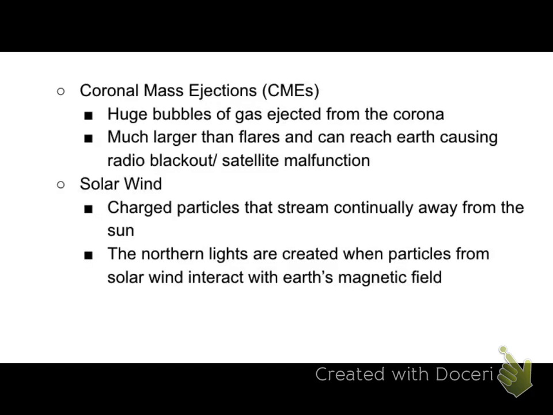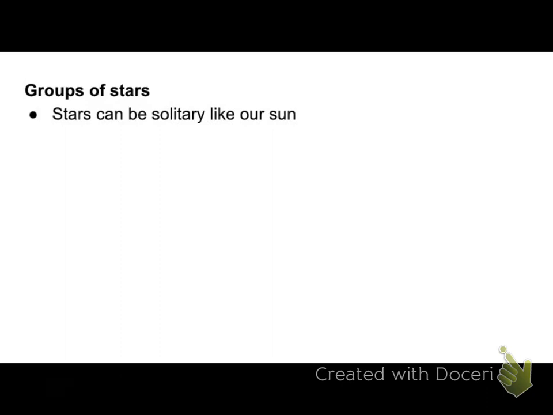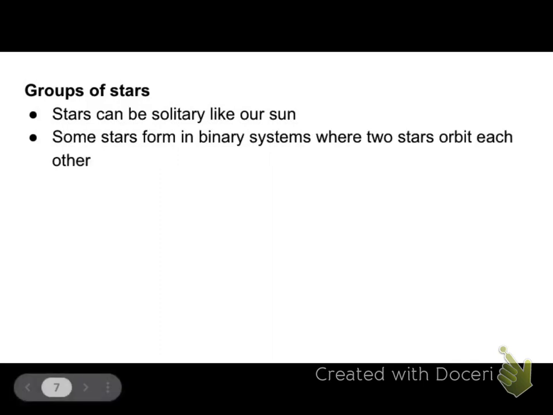All right, next up we're going to talk a little bit more about stars other than our sun, okay? There are groups of stars that appear in the sky. Now, there are some stars like our sun that are just solitary. They're out there on their own. So that's not that uncommon. The most common group of stars would be binary systems, which is where you have two stars that are orbiting each other. So they're out there together as a little pair. Okay, so that would be the most common group that you would find.